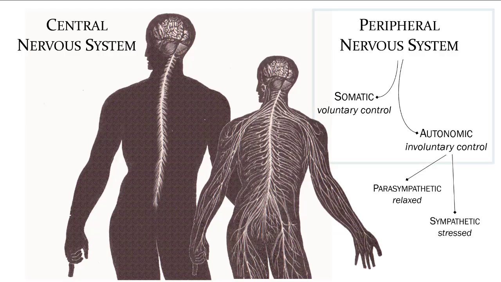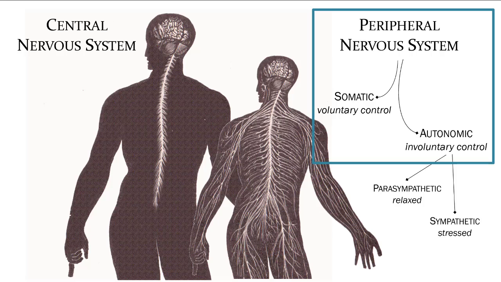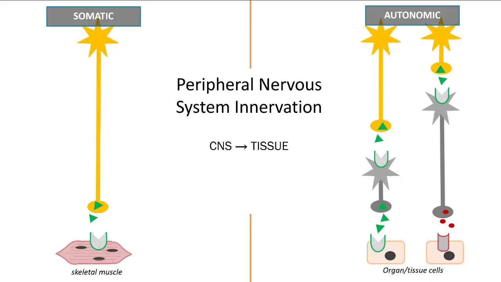So the peripheral nervous system's 2 subgroups, the voluntary and involuntary, have different ways they innervate their target organs. The somatic nervous system uses one neuron from the spinal cord that goes to a skeletal muscle. The autonomic nervous system uses the two-step pathway. We can see those here.